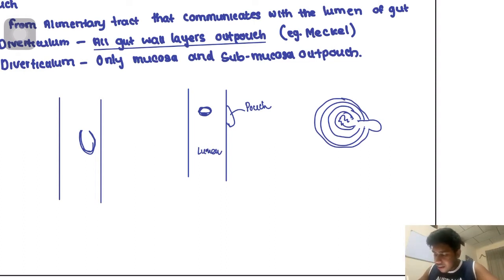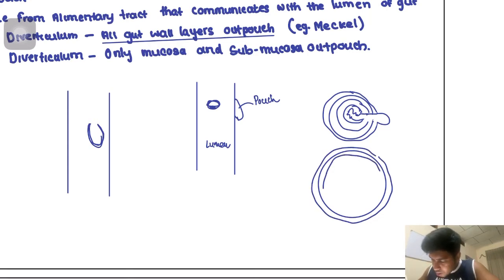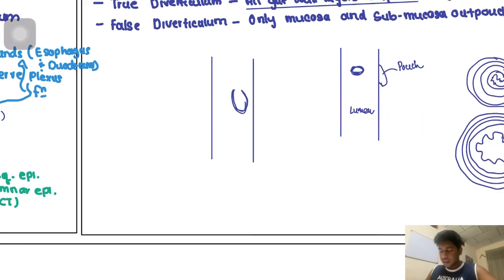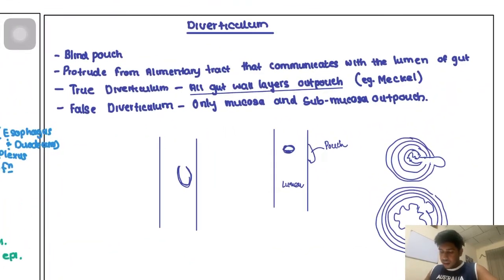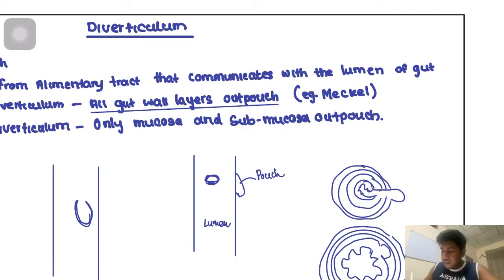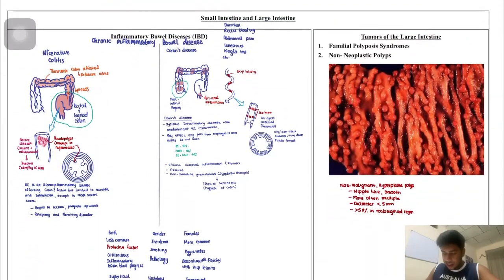Next, we have false diverticulum. This is a diverticulum in which only the mucosa and the submucosa are involved. Okay. Look at the difference. Okay. An example for true diverticulum is Merkel's diverticulum, which is seen in infants. Again, I won't go into detail for that.